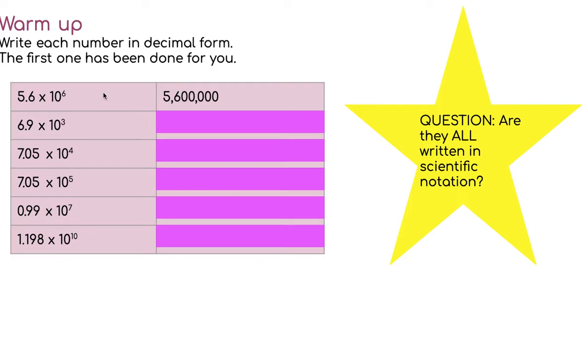In the column on the left, you have numbers that are written using exponents and powers of 10. And in the right column, I want you to write these numbers in decimal form, or just as standard numbers. Please also take note of this yellow question here. Are all of these numbers on the left column written using the correct scientific notation? So the top one has been done for you.